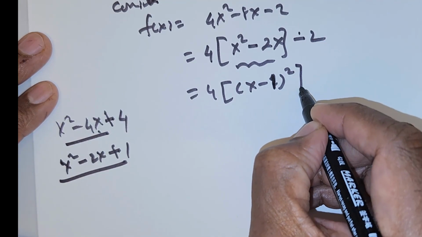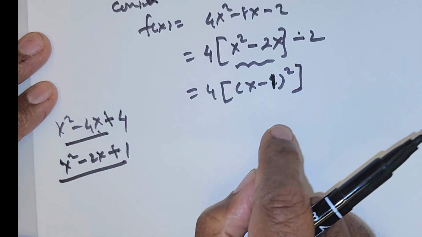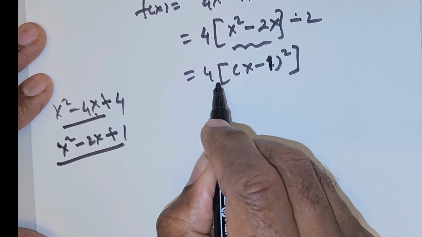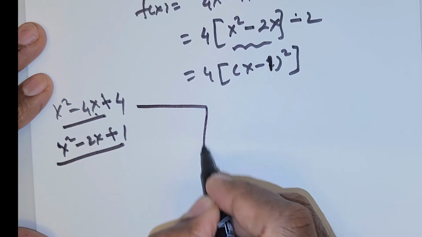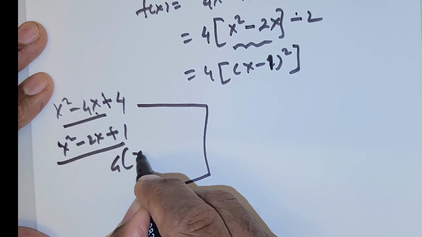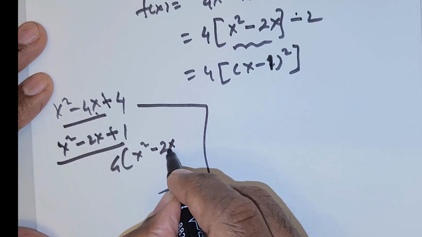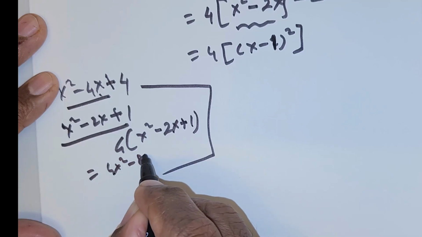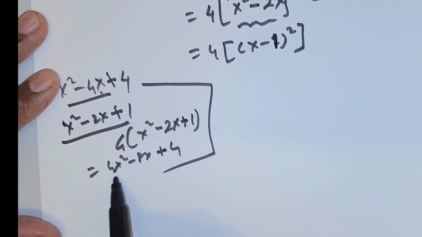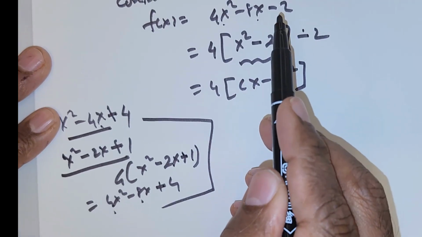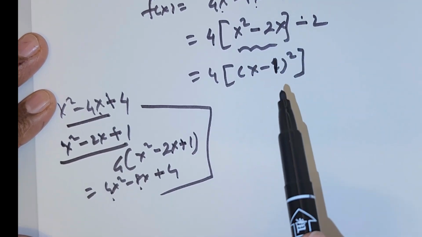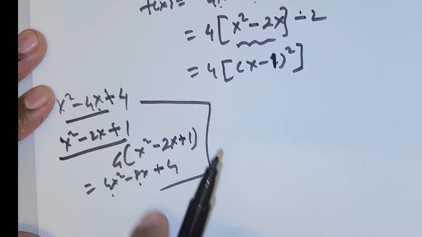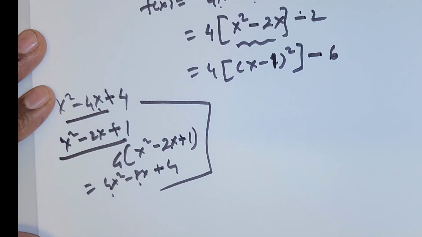So let me just complete the parenthesis. I am going to be getting an additional 4 out. So if I were to expand this, let me use the space here. This is going to be 4 times (x² - 2x + 1). So you expand this, you get 4x² - 8x + 4. So the first term is there, second term is there, but we need to get -2. We are not getting -2, we are getting a +4 here. So to get -2, I need to add a -6 there.